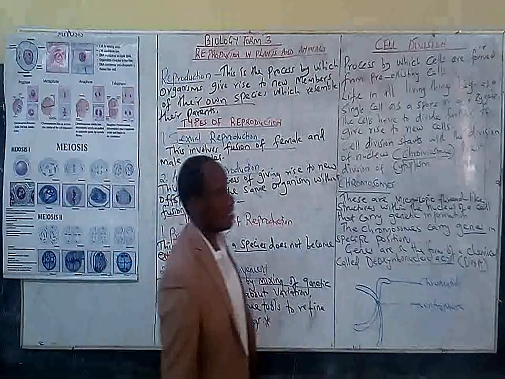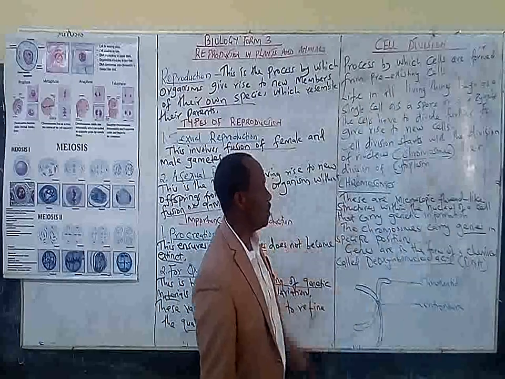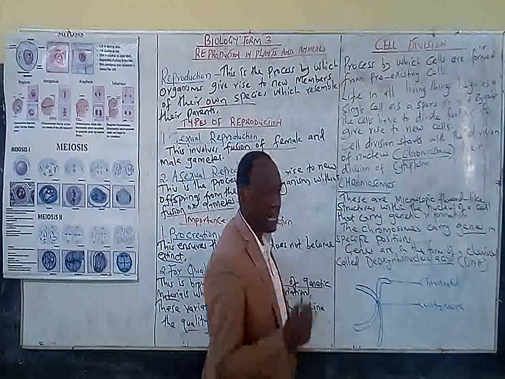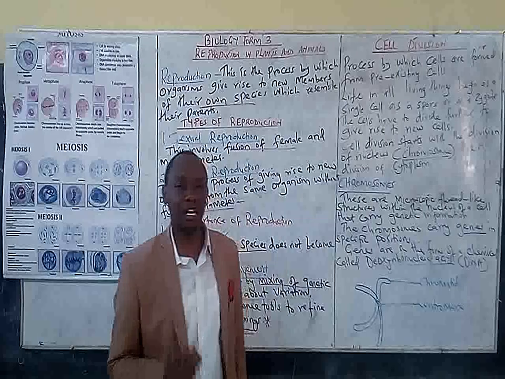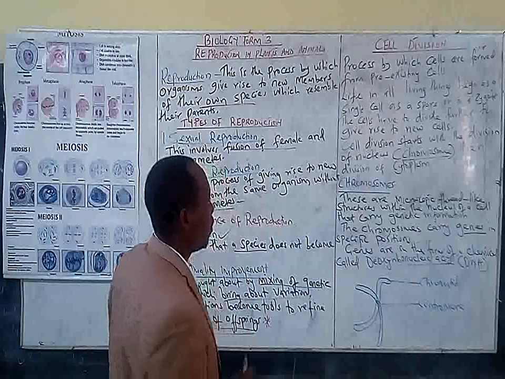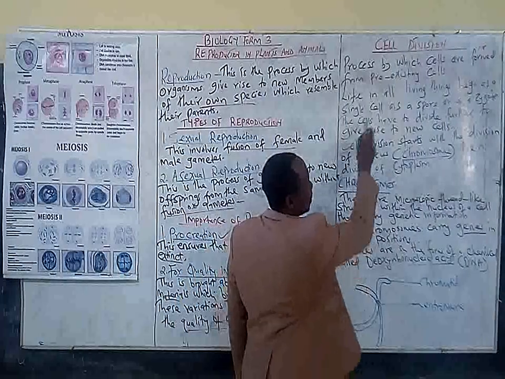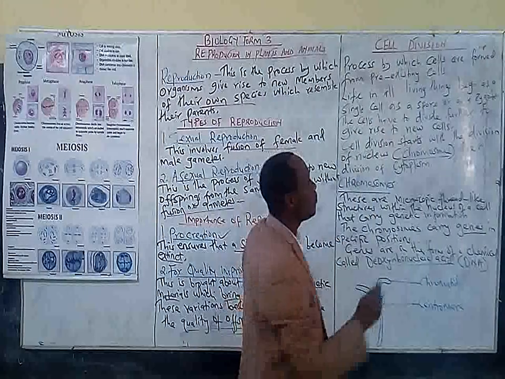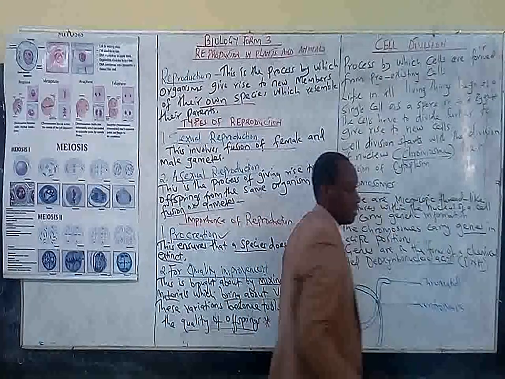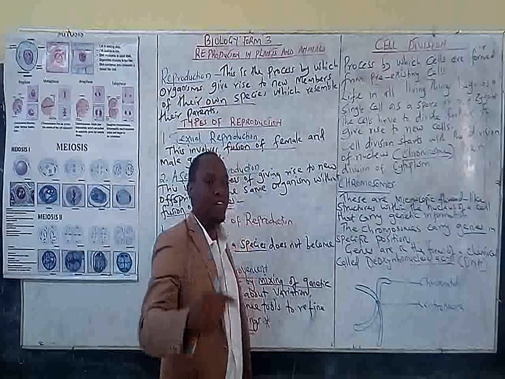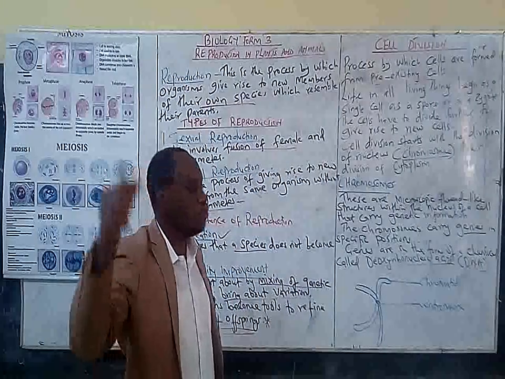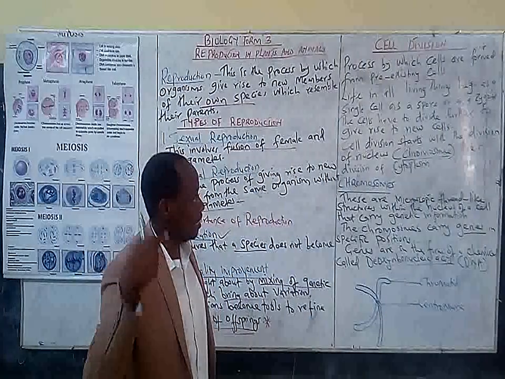Now, in this class, we shall look at what is cell division, and then we shall look at one type of cell division, which is basically called mitosis. Now, cell division is a process by which cells are formed from pre-existing cells. So we have cells, and then they divide and give rise to new cells. That is what is called cell division.